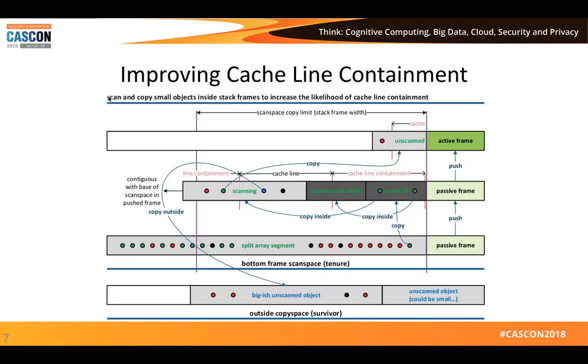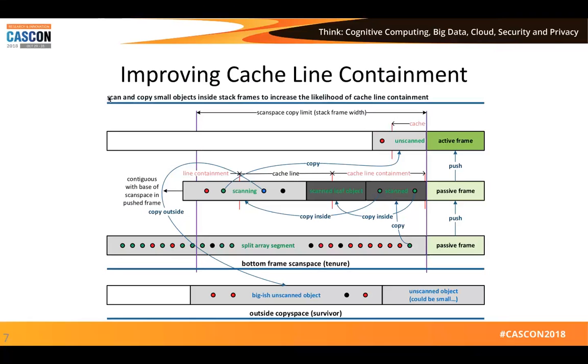So scan this first slot, and its referent needs to go to tenure, so we copy it right beside the parent object. Now we've got cache line containment. This copy, as this reference arc here, is entirely contained within this cache line. So we've got cache line containment for that copy. Okay, next slot. It needs to go to tenure as well. Copy it right beside the copy head. And we're done with that object.